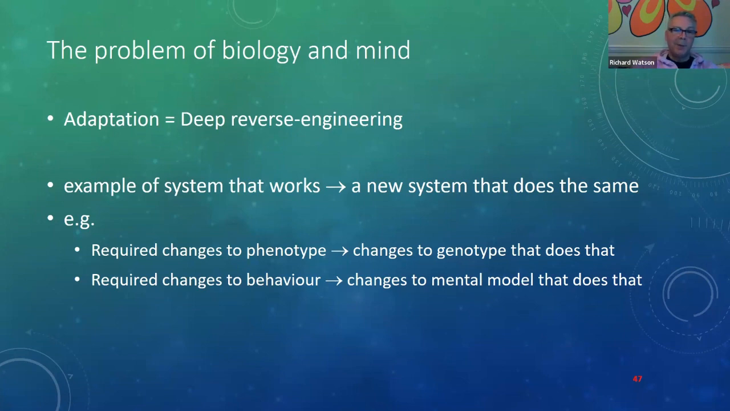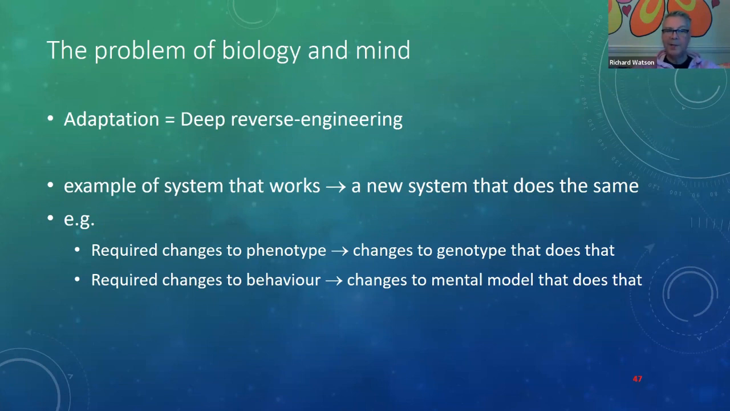So we can understand the problem of biology in mind as deep reverse engineering, that adaptation requires us to be able to do deep reverse engineering. So what's reverse engineering? Well, I give you an example of a system, something that already works, and you need to make a new system that does the same thing. For example, somebody gives you an Atari video game and you have to reverse engineer the code that makes it play the same game. Biologically, this would be, if I knew what the required changes were to a phenotype, can you tell me the genotypic changes that would do that? Or if I tell you the required changes to behavior, can you tell me the changes to the mental model that does that?